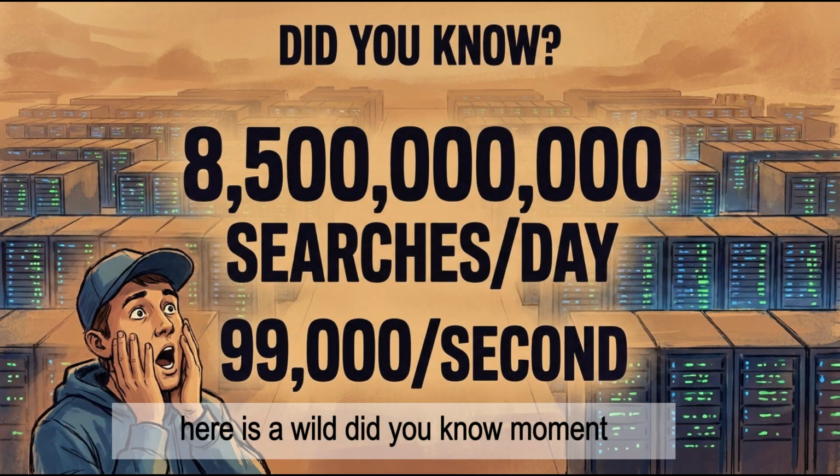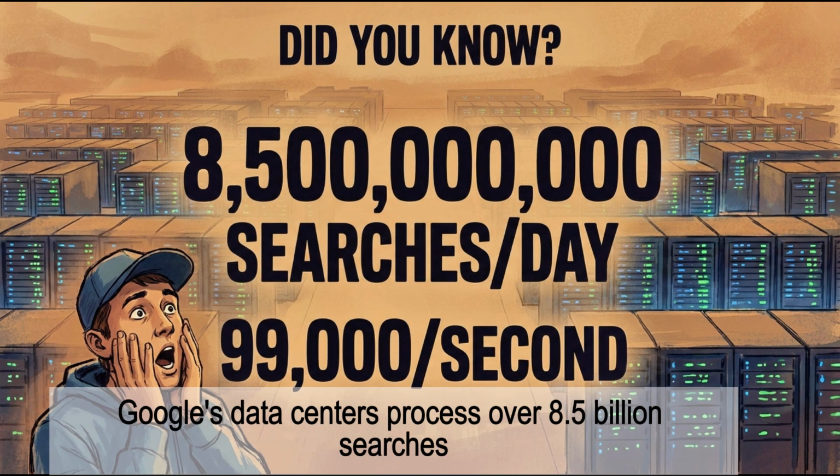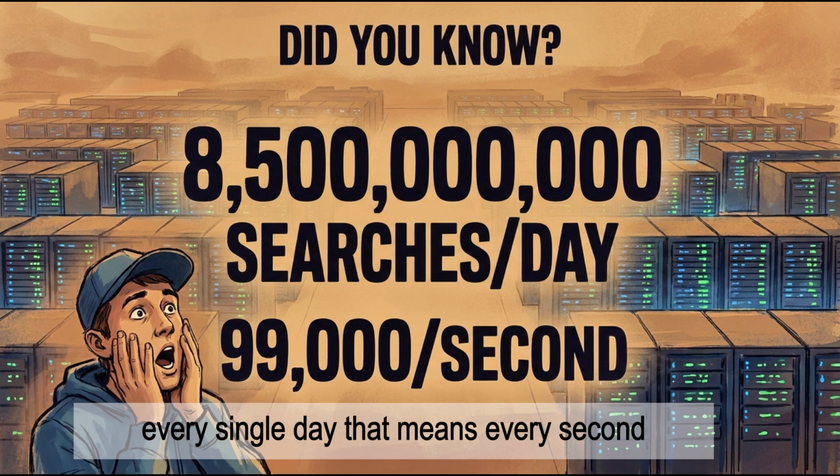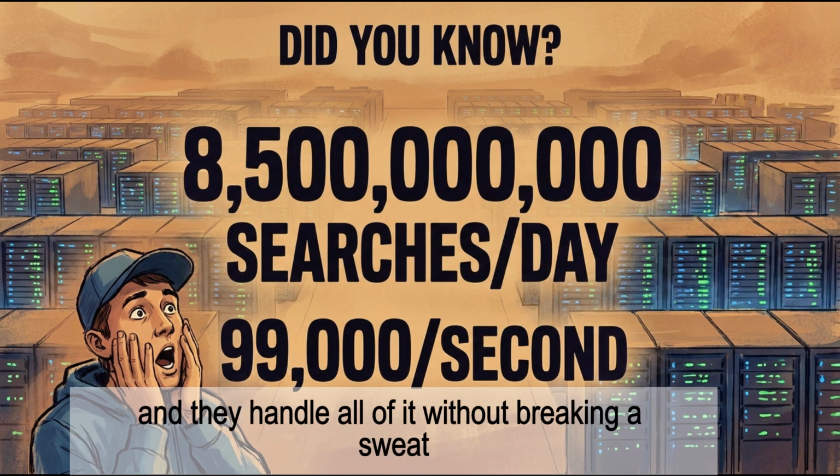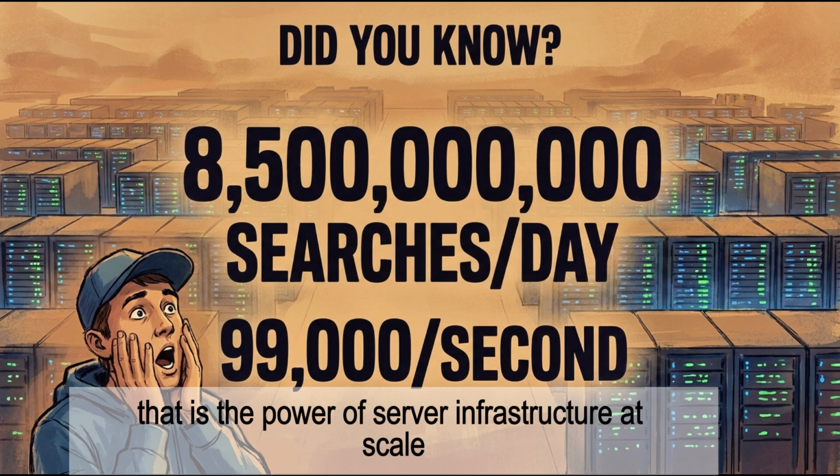Here is a wild did you know moment. Google's data centers process over 8.5 billion searches every single day. That means every second, there are roughly 99,000 search requests hitting Google's servers, and they handle all of it without breaking a sweat. That is the power of server infrastructure at scale.